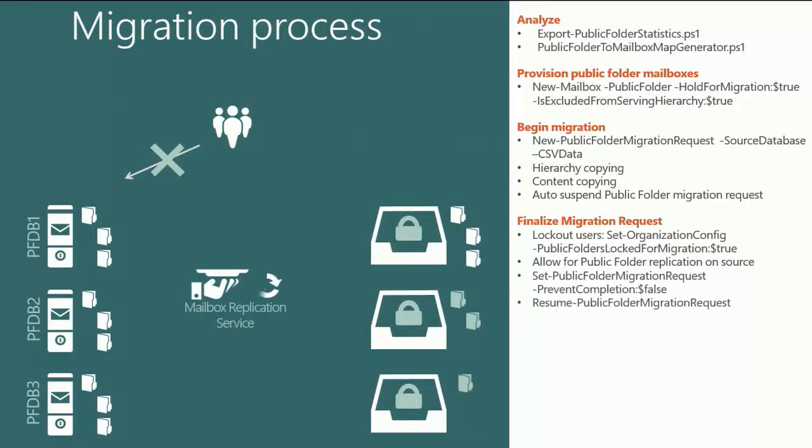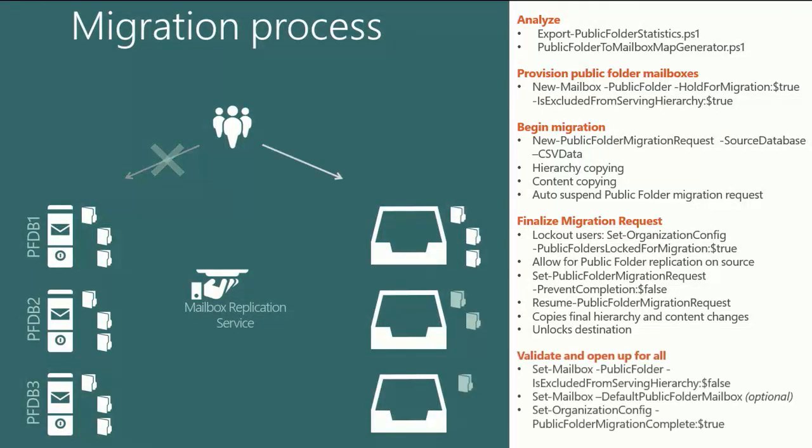After that, you change the public folder migration request to be able to finish the migration, and you run a resume. Resume is a delta sync and basically synchronizes the rest of the changes to your modern public folders. So, as I said, that's the final copy. And then automatically, once it reaches 100%, and hopefully you see that, it unlocks the destination.